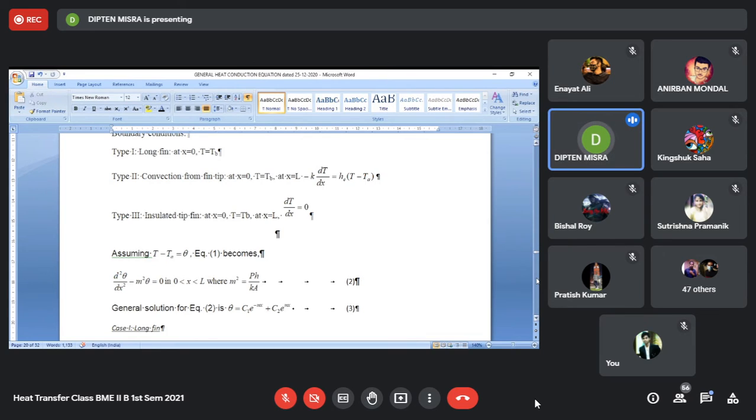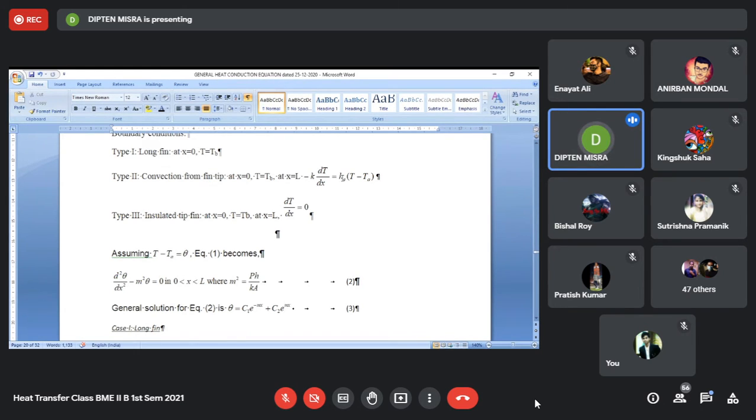Now today we'll discuss the convection from the fin tip, and at the tip the boundary condition will be at x equal to L, where L is the length of the fin, or you can say at the tip of the fin. The boundary condition will be minus k into dT/dx equal to h into (T minus T ambient).